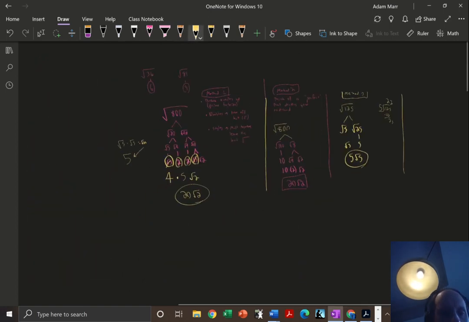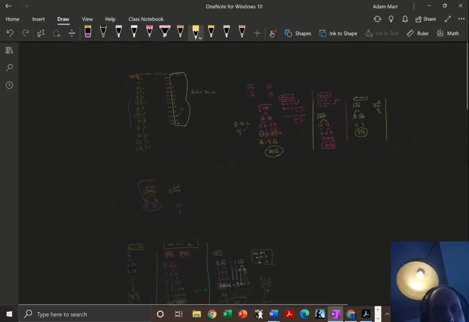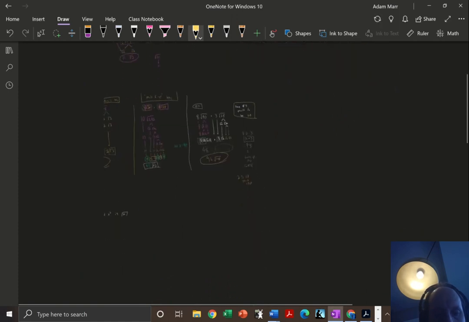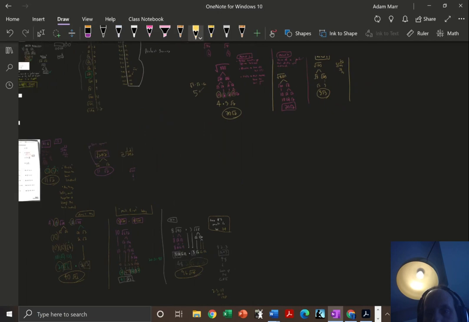Let's take a look at one from the worksheet so that I can give you some more challenging problems. Hang on. 8 root 40 times 3 root 68. Let's do that one.